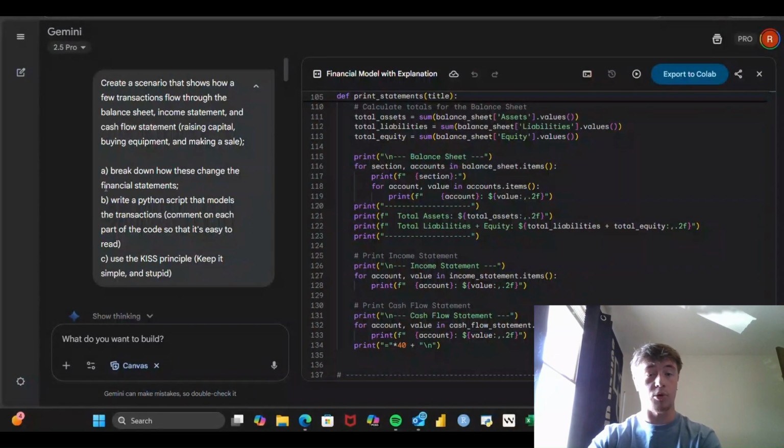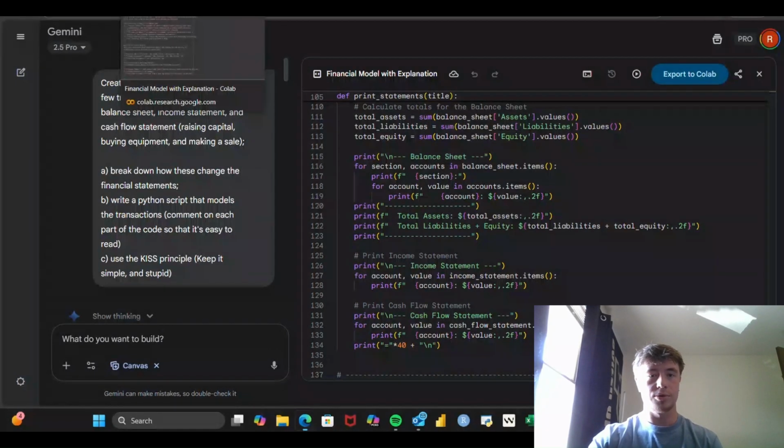Additionally, to help give me the prompt and results that I wanted, I said, break down these changes to the financial statements to help see exactly how everything is changing in either a positive or a negative way. Another thing, write a Python script that models the transactions. Once we get an output, I will run all the code and we'll see how these affect the books of this specific company that we will get to once we go to Colab. And lastly, I wanted to use the KISS principle, keep it simple and stupid, for ease of reading through it and understanding this at a baseline level.